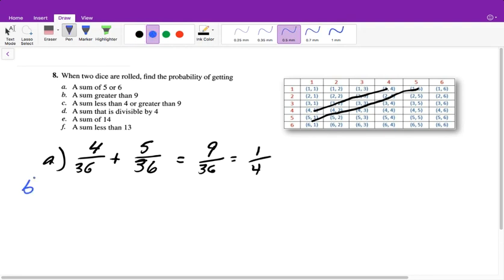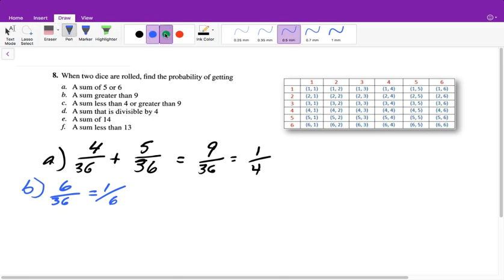For B, a sum of greater than 9. So here are all of our 9s. So then we have 1, 2, 3, 4, 5, 6. So we have 6 out of 36 or a 1 out of 6 chance.